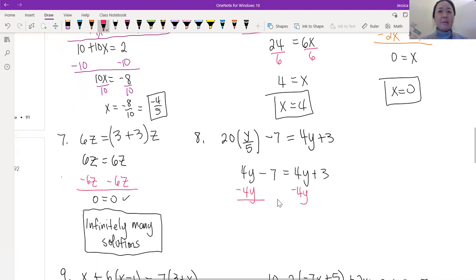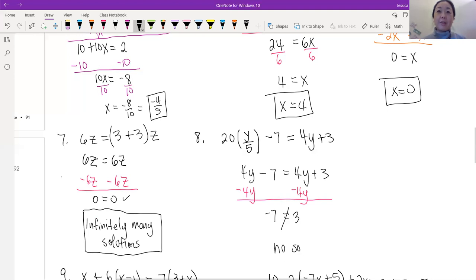And you may have noticed, wait a minute, Ms. Lee, they just cancel out on both sides. So all we have left is negative 7 is equal to 3. What? Is that true, that negative 7 is equal to 3? No. So in this case, there is actually no y that will work here. Nothing will work in here. You can try any number you want, it won't work at all, ever. Like none, right? And so this is no solution.